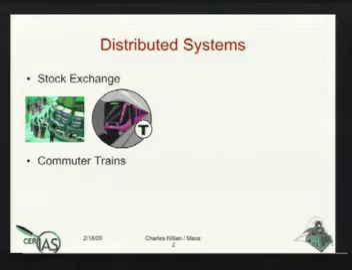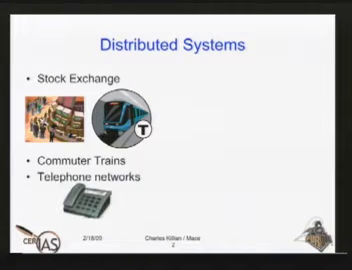Then there's a commuter train system, where a distributed system monitors where all the various trains are, makes sure they don't collide with each other, routes them on the different tracks, and keeps them in line. I'm also talking about things like the telephone network. There's a very complicated set of long-distance switches which interconnect the telephones all over the world, and when you make a phone call, we're routing communications from one telephone to another through a distributed system.